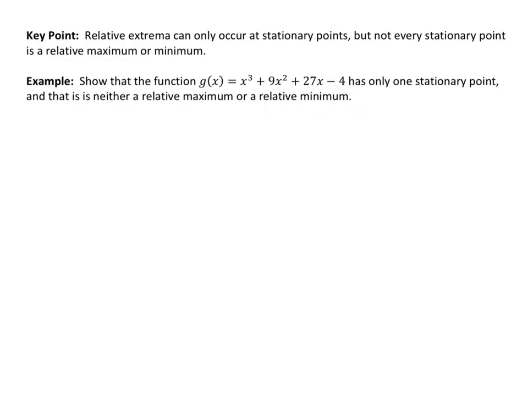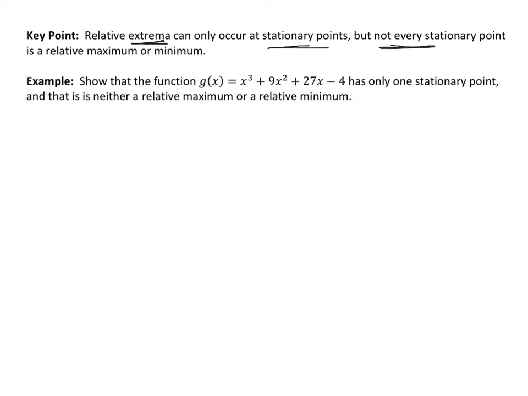Now, it's important that you know that these relative extrema, and extrema is sort of the plural of extremum, so basically, extreme values, maxima and minima, can only occur at stationary points, but not every stationary point is a relative maximum or minimum. We know that a maximum happens when the derivative changes from positive to negative, and a minimum happens when the derivative changes from negative to positive. But if the derivative changes from negative to negative or from positive to positive, it means we don't have either one of those things. And that's what we're going to see happen in this next example.